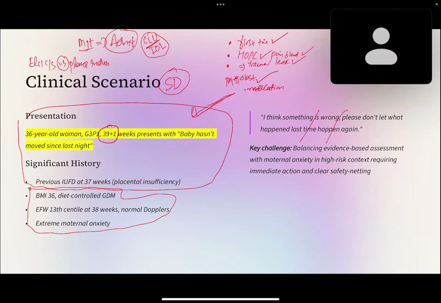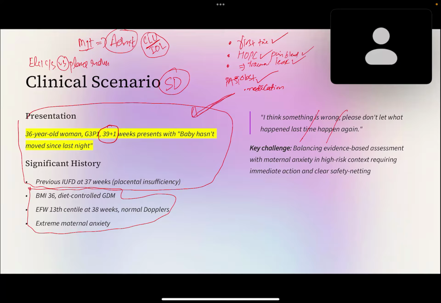It matters in a sense that she has had an IUFD previously as well. So at this time, we don't want to gain a few days and then lose something, a worse outcome. So I would just want to deliver her now.